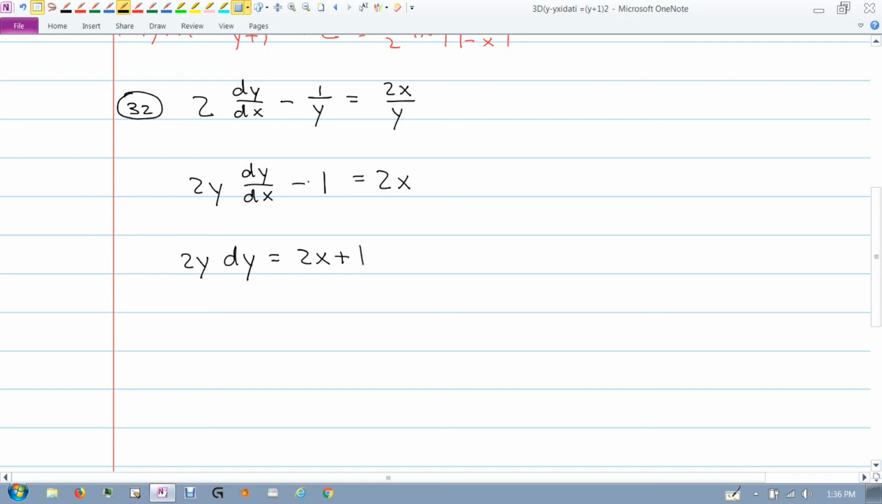Oh, sorry, I moved that 1 over. After I did that, I multiplied by dx. So something seems way too easy. Let me just make sure I wrote the problem down right. 32. 2 dy dx minus 1 over y plus 2. Okay. So antiderivative time. So we've got y squared equals x squared plus x plus a constant.